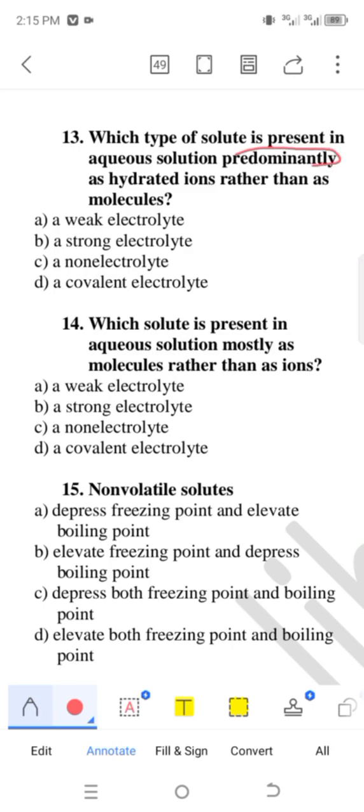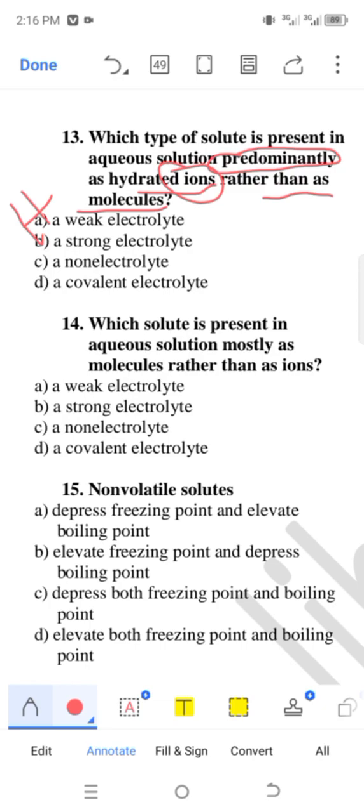The first keyword is predominantly. It means mainly. Most of the solute exists as ion, not as molecule. So weak electrolyte, no, partially dissociate and ionize, they mostly exist as non-ionized or non-dissociated molecules. Strong electrolytes, yes, all of the strong electrolytes, they dissociate completely and ionize completely to form ions rather than molecules. So B is the correct answer.